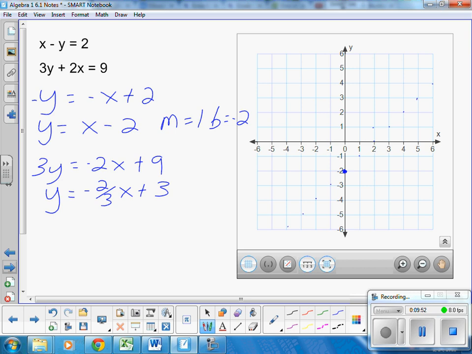Second one, intercept is 3, and my slope is a negative 2/3. So down 2 and over 3, we have a double point right there. That is my intersection of these two lines. So our point is (3, 1) for our answer.